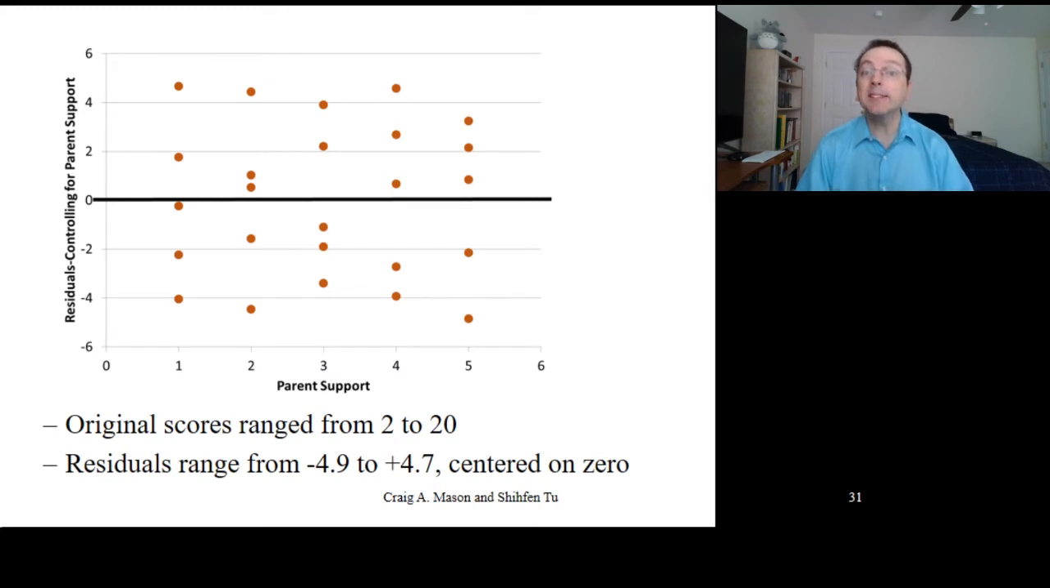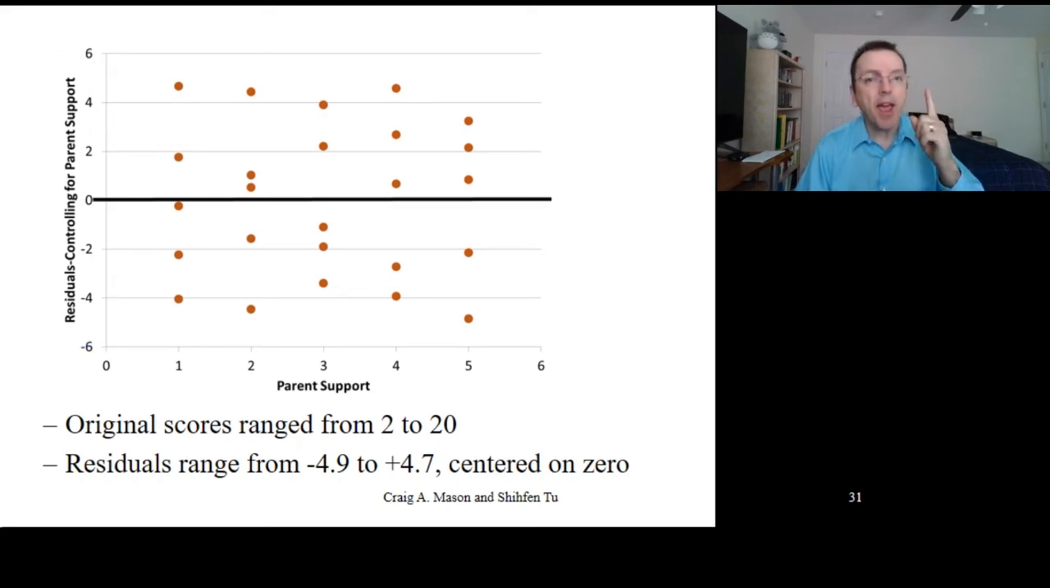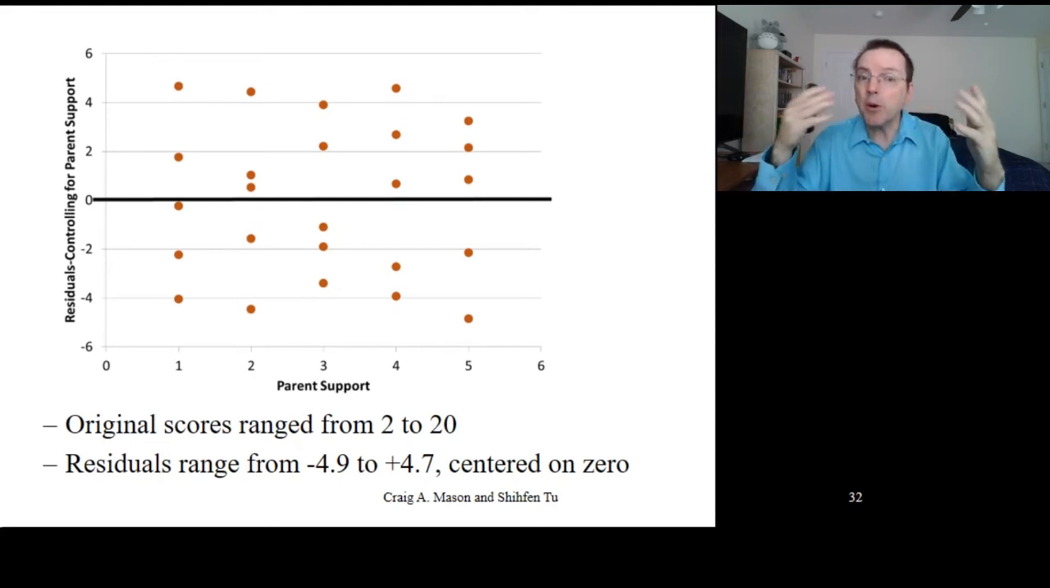But notice the y-axis has changed. It's no longer adolescent problem behavior scores. Now we're talking about residuals after controlling for parent support. As a result, the scaling is also fundamentally changed. Remember, the original behavior scores went from 2 all the way up to 20, a range of 18 points. But the residuals only go from negative 4.9 up to positive 4.7. That's only 9.6 points. This reflects the reduction in the variance in our outcome due to our regression model.